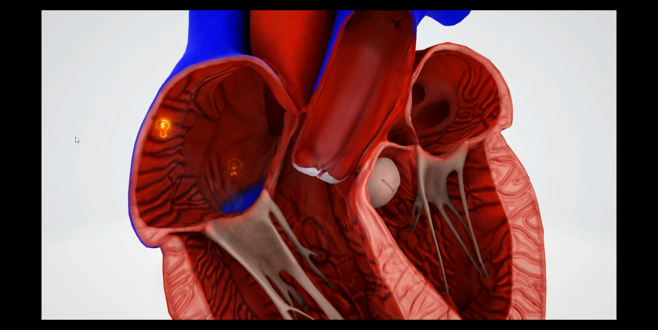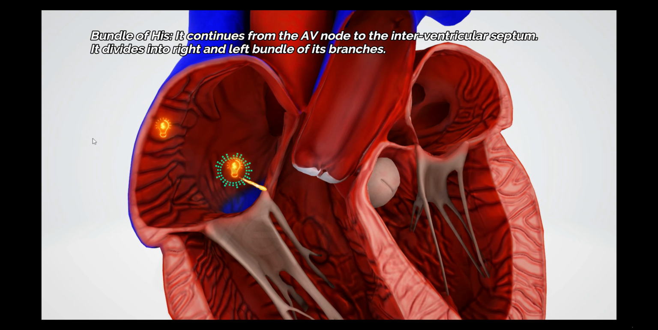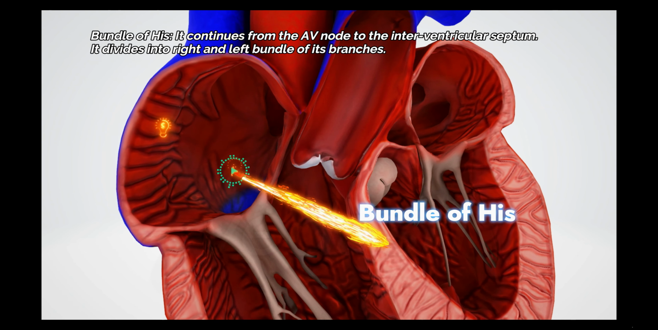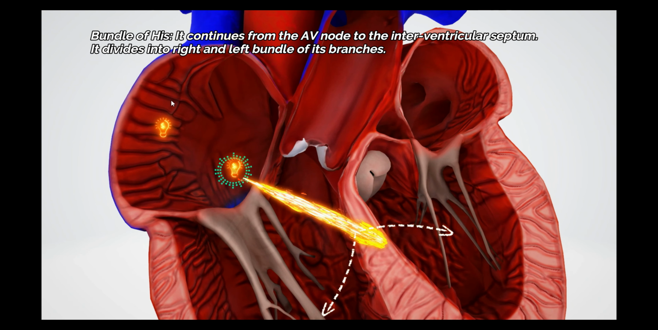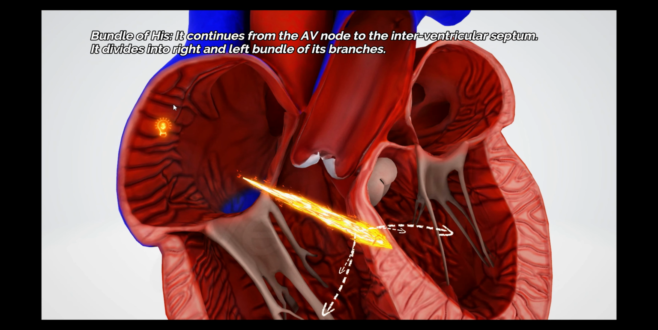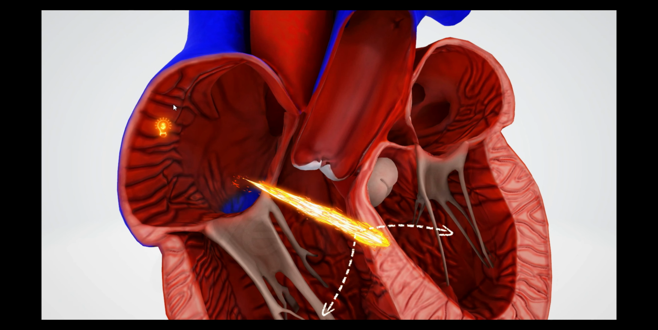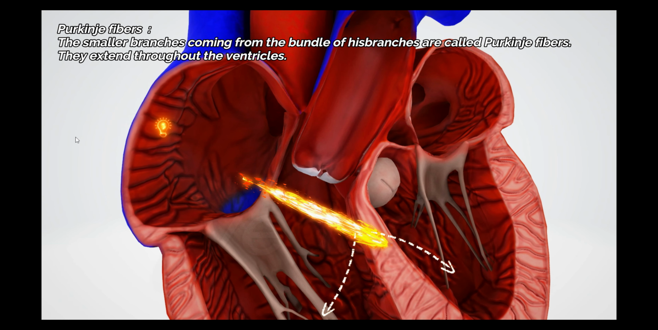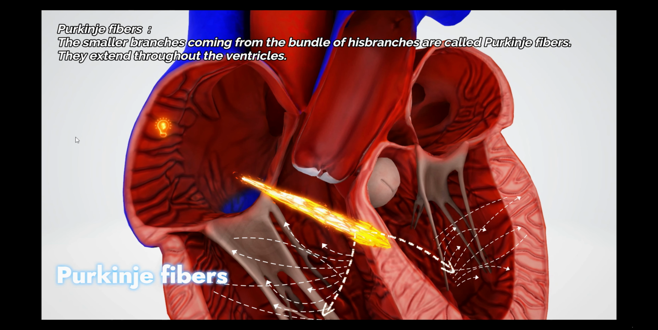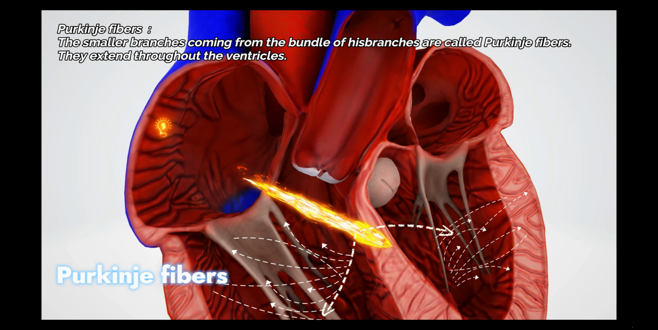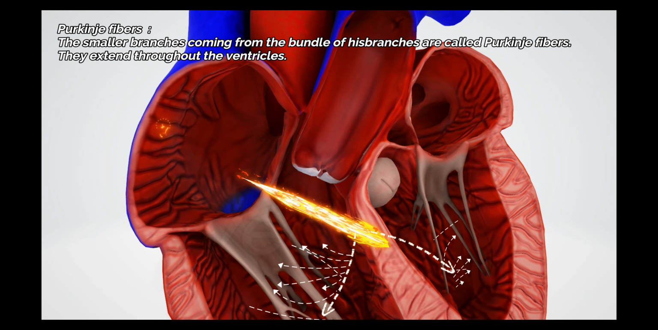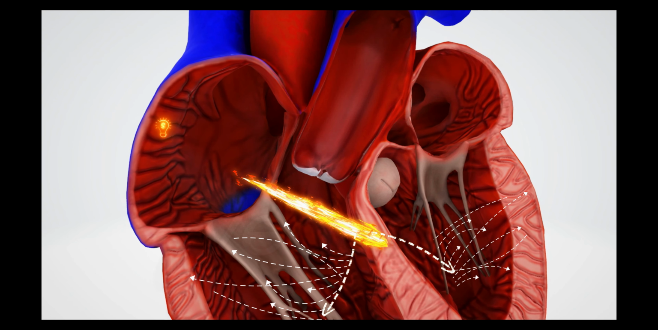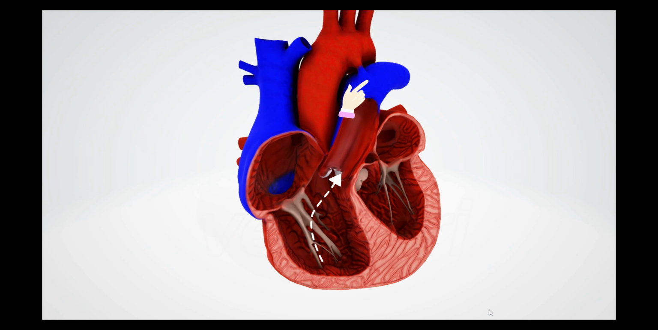17. Bundle of His. It continues from the AV node to the interventricular septum. It divides into right and left bundle branches. 18. Purkinje fibers. The smaller branches coming from the bundle of His branches are called Purkinje fibers. They extend throughout the ventricles. Now let's learn about the aortic arches.